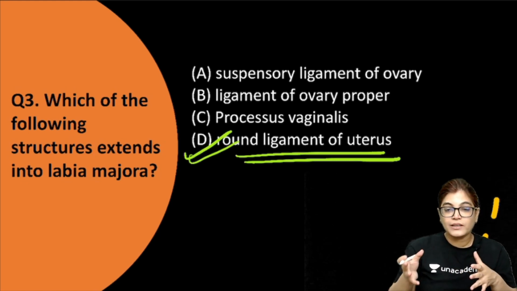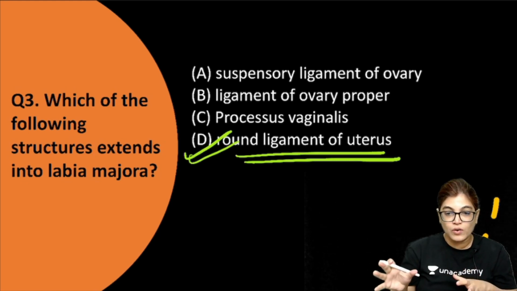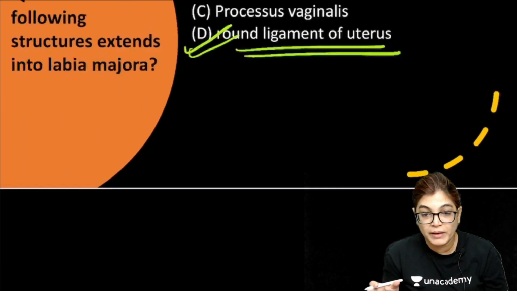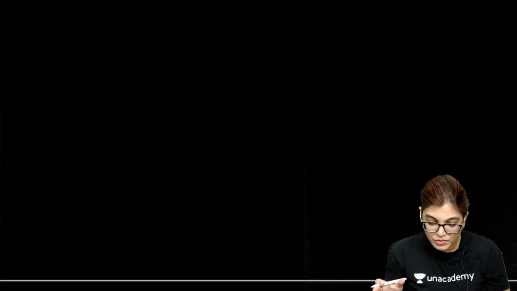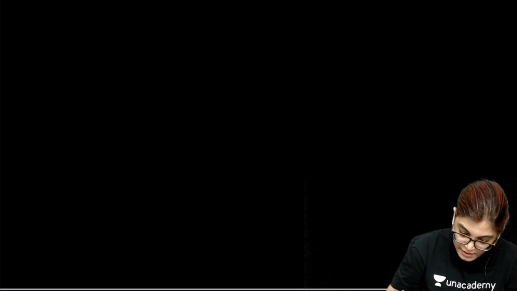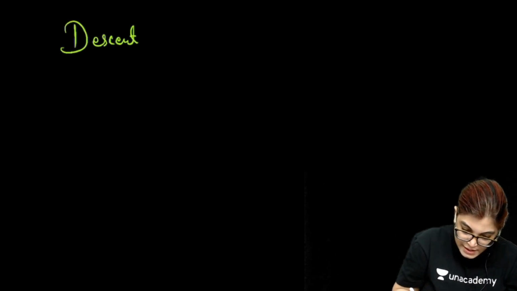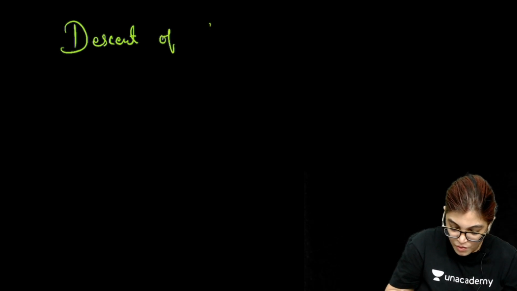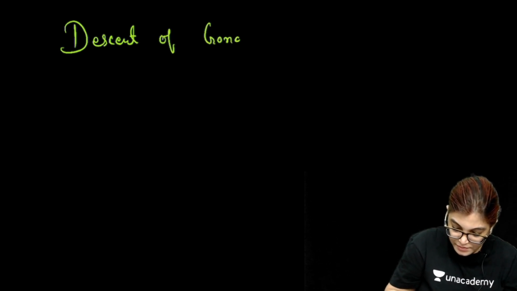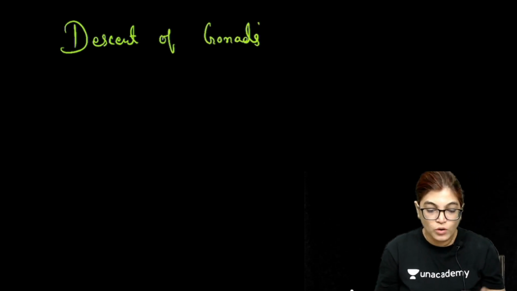Now this round ligament of uterus is the correct answer, and this is going down till the level of the labia majora. So I would also like to discuss the whole course of the round ligament of uterus. It will help you better understand this topic. So firstly, write this down. The correct answer, as I told you, is round ligament of uterus. Now, if you talk about the descent of gonads of both male and female.